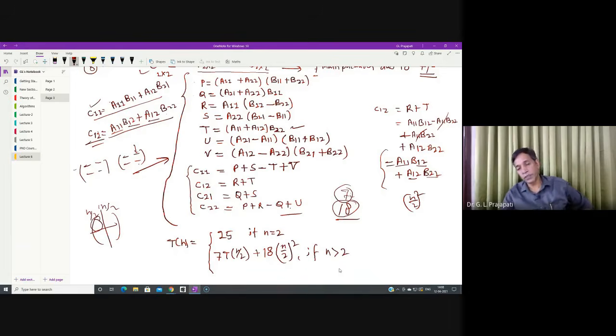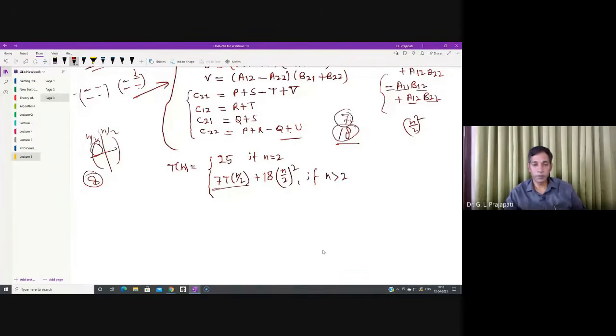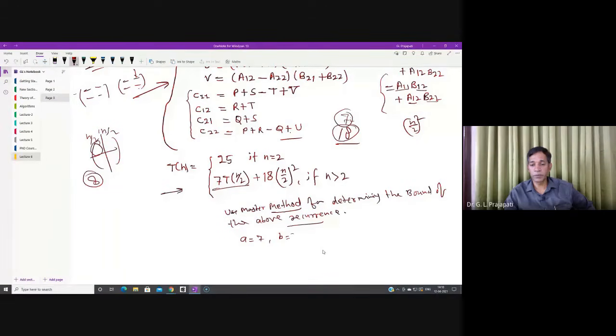So if n is greater than 2, then you have the recurrence like this. So you can use the master method. How can you use the master method for this case? Here you compare this with the master recurrence, and you come to know that a is equal to 7 and b is equal to 2.